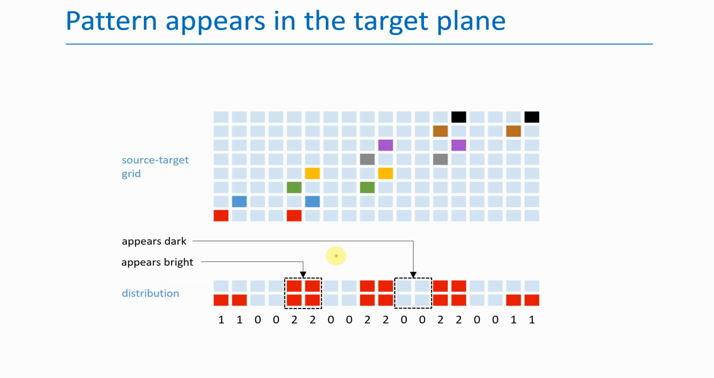The distribution tells us how the light actually appears in the target plane. Each column represents one target patch. If the distribution is 0, then it appears dark. If it's anything besides 0, then it appears bright. In the simplest interpretation, there are no shades of gray, so a 2 isn't brighter than a 1.